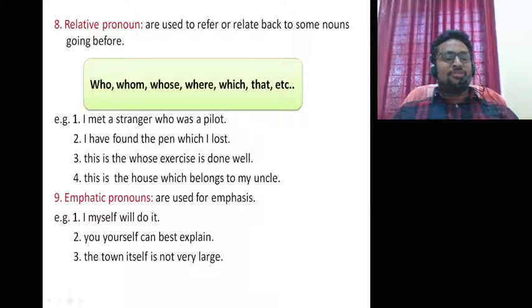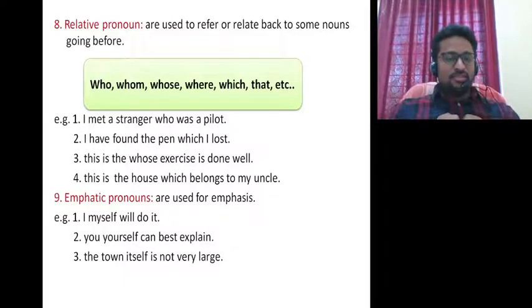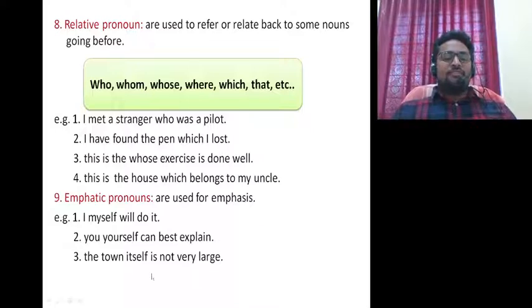In emphatic pronouns, we are not using them in the place of the object. In reflexive pronouns, we use these pronouns in the objective place, where the action is reflecting back onto the subject. In emphatic pronouns, we use them for emphasis. I myself do it. I can improve my English myself. You yourself can best explain. The town itself is not very large.